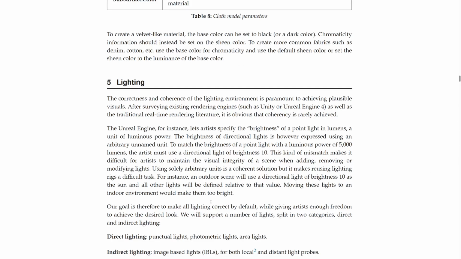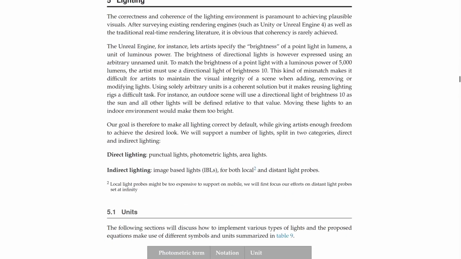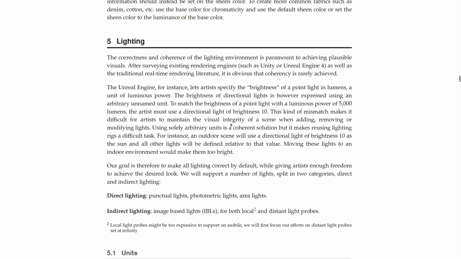The correctness and coherence of the lighting of the environment is paramount to achieving plausible visuals. After surveying the existing rendering engines such as Unity and Unreal, as well as traditional real-time rendering literature, it's obvious that coherency is rarely achieved. So in the Unreal Engine, for instance, artists can specify the brightness of a point light in lumens, a unit of luminous power. Brightness of directional lights, however, is expressed using an arbitrary unnamed unit, so they don't try to have these things be coherent.